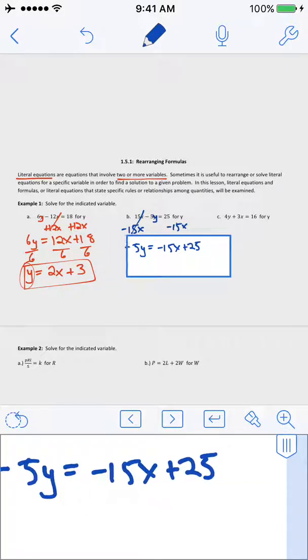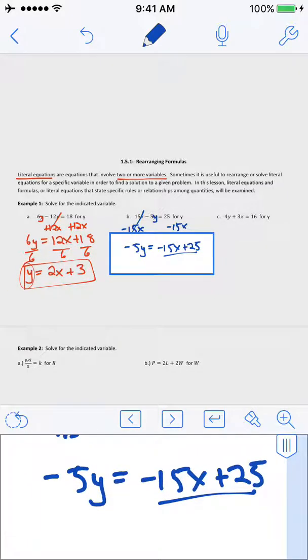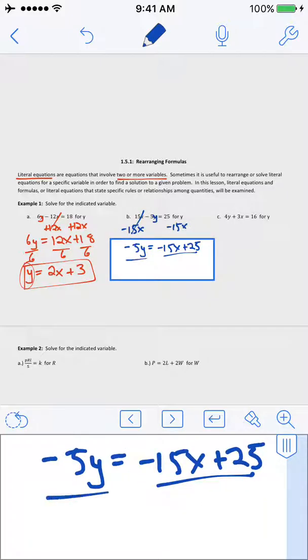Now I hope you can see why I keep writing it this way. It's because that's our y equals mx plus b form, right? We end up with something that looks like y equals mx plus b. That's why I want to write it this way, but again, that's not the most important. I could also write this as 25 minus 15x. Nothing illegal about that. The commutative property says I can do that.